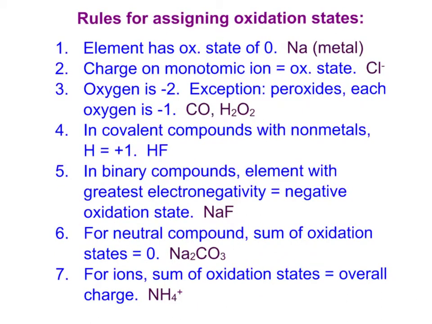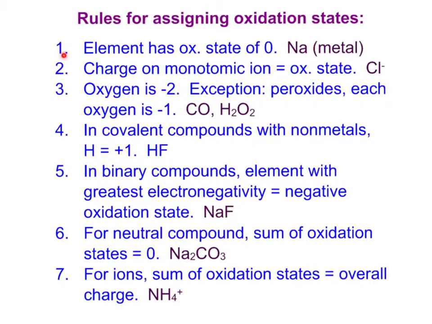Okay, here we have our official rules for assigning oxidation states. So hopefully this will cover every different permutation of problem you might encounter. You can assign oxidation states for all different situations. First rule, an element has an oxidation state of 0. So in your chemical equation, when you come across a pure element, sodium metal, for example, you already know it has an oxidation state of 0. There is no charge on that.